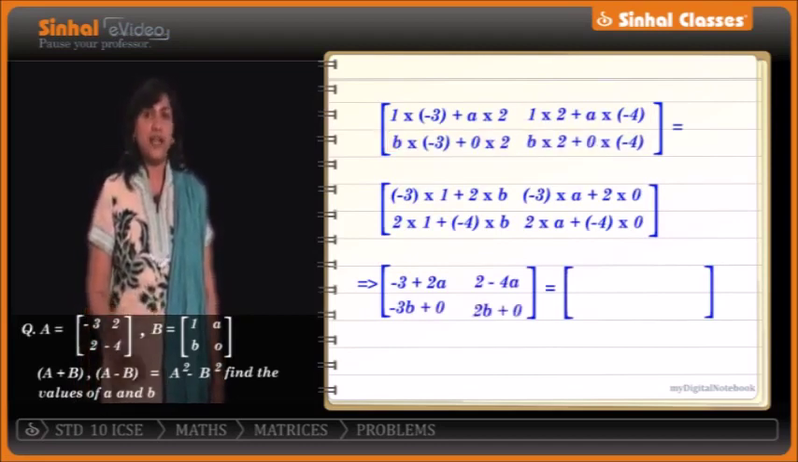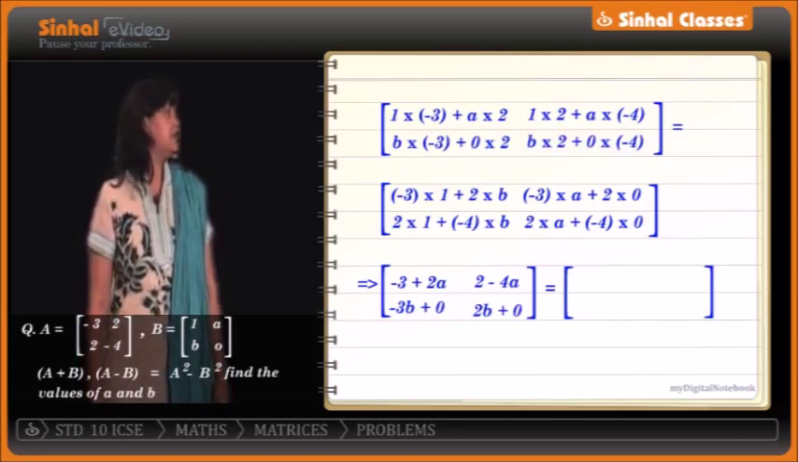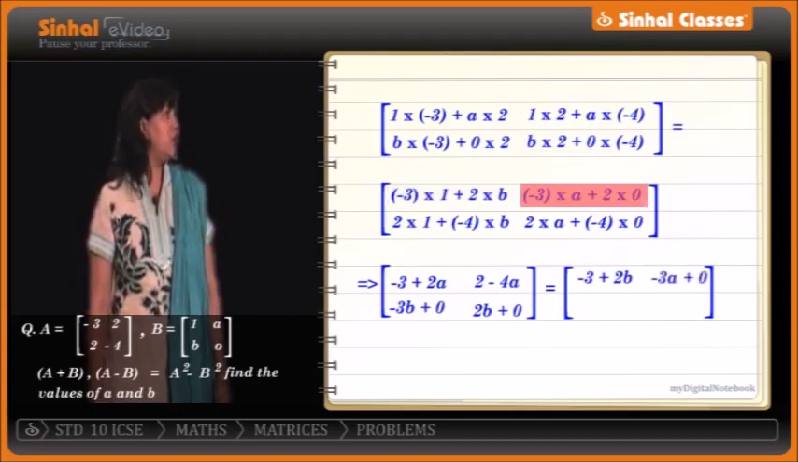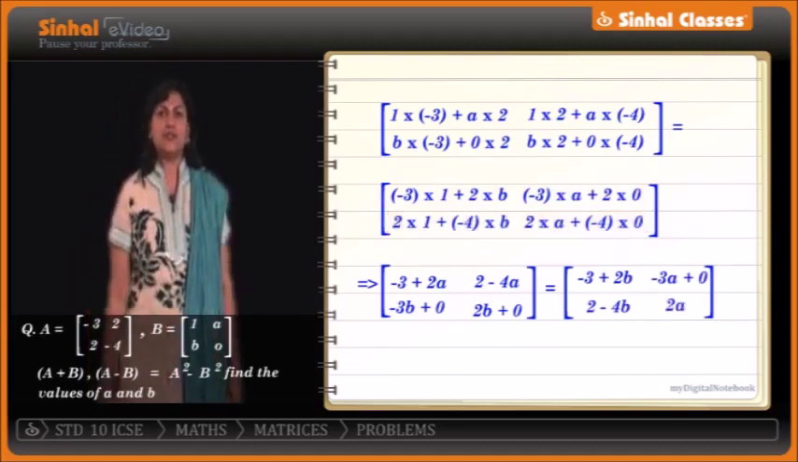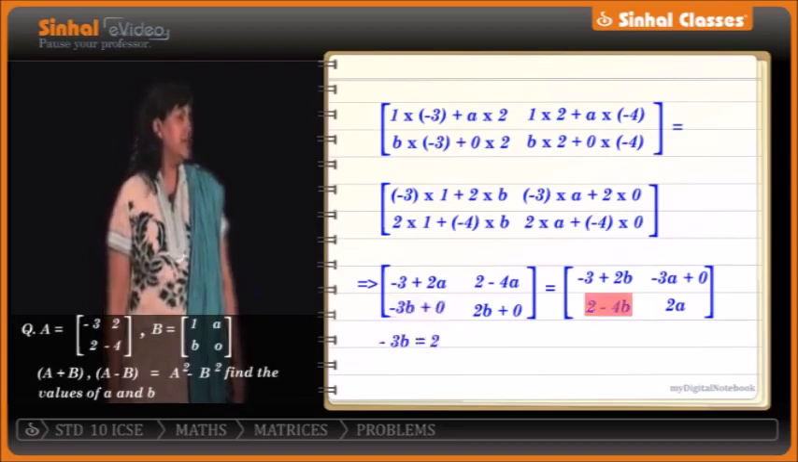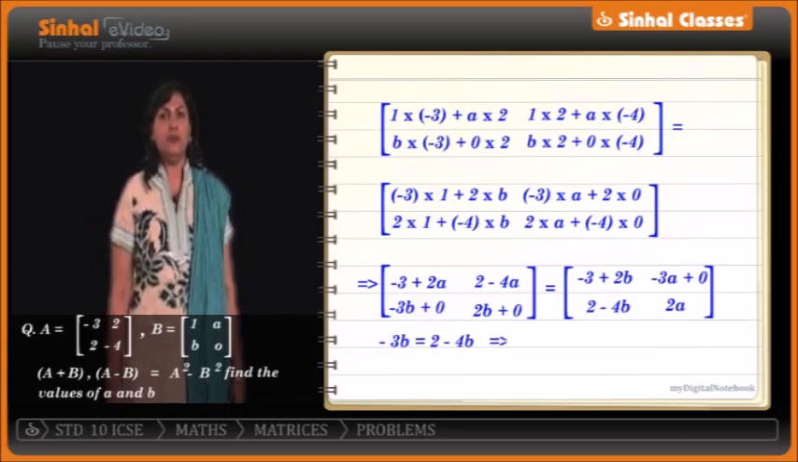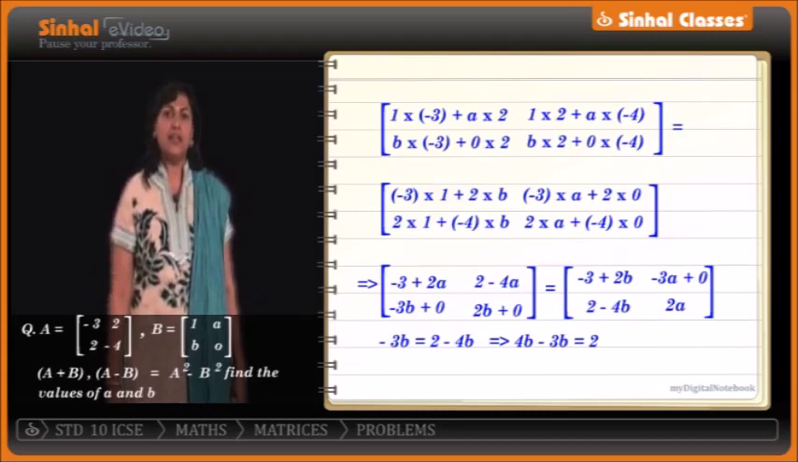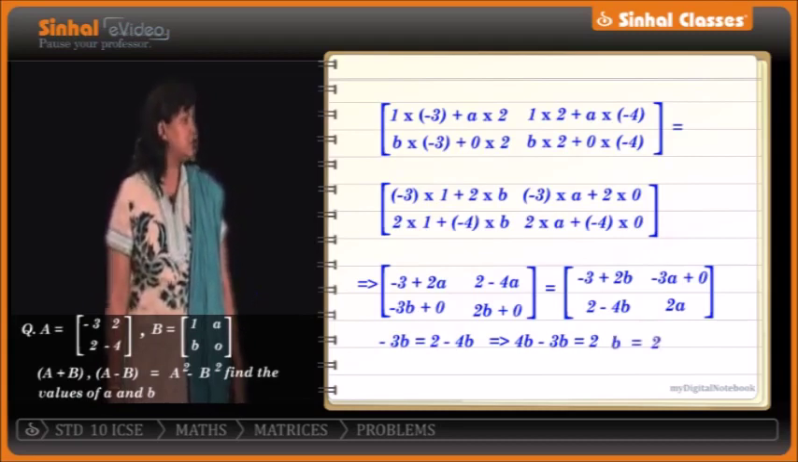Same thing we will do to find A into B. We get minus 3 plus 2B, minus 3A plus 0, 2 minus 4B and 2A. Now since these two matrices are equal, we equate their corresponding elements. It is our choice which corresponding elements we want to equate. Here we equate minus 3b equals 2 minus 4b. We simplify to find the value of b. Take minus 4b to the left side, we get 4b minus 3b, that is b, is equal to 2.